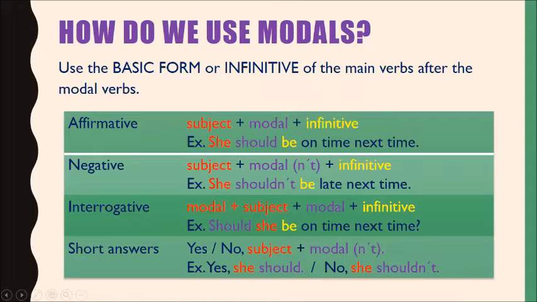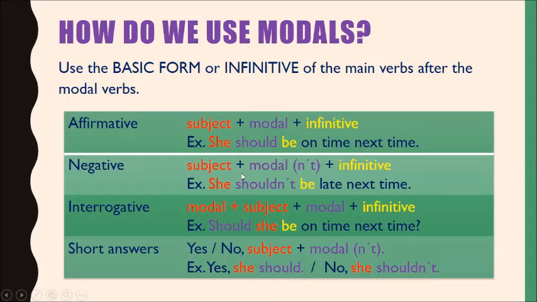How do we use the modal verbs? Use the basic form or infinitive of the main verb after the modal verbs. Remember that we have affirmative sentences with these elements: subject, modal, plus infinitive. Example, she should be on time next time. For the negative, remember that we add the particle not in contraction or in a separate form. In this example that we have, it is in contraction. She shouldn't be late next time.